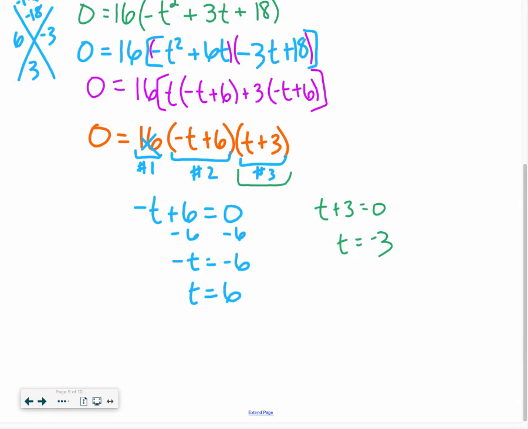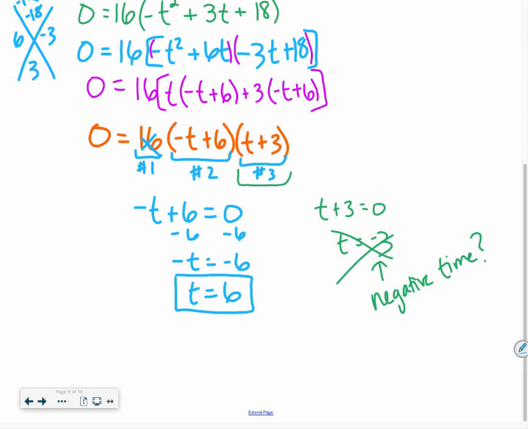Now let's think about this for a second. We're talking t represents time. So I have t equals 6 and t equals negative 3. Does a negative make sense for time? Not really. So I'm going to cross that answer off because I'm looking for how long it has been in the air, and negative 3 seconds just doesn't make sense. So I throw that answer out and I say the ball was in the air for 6 seconds.